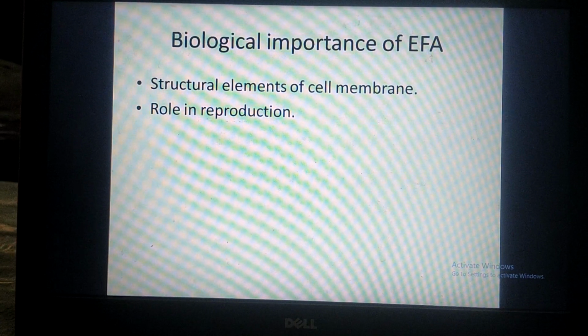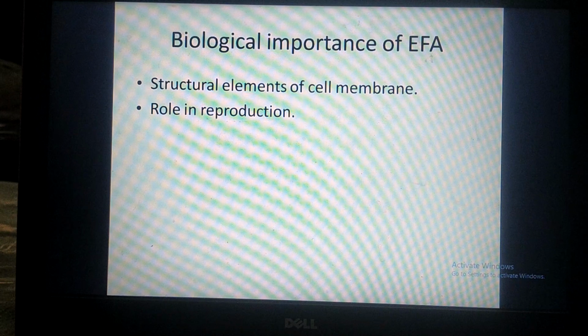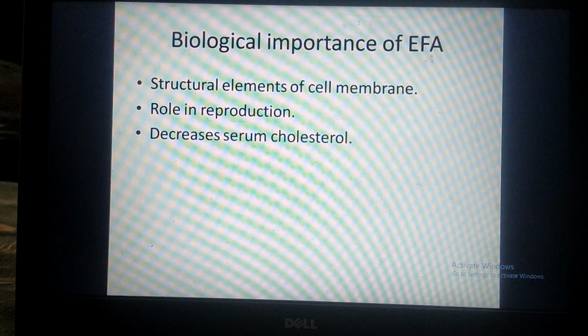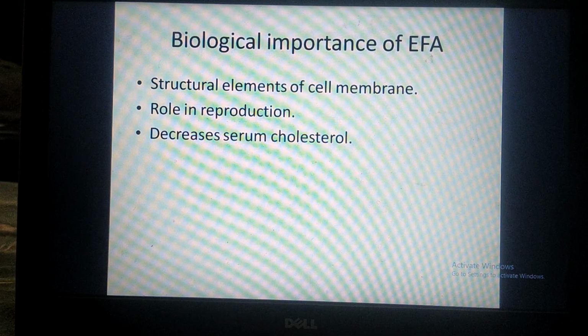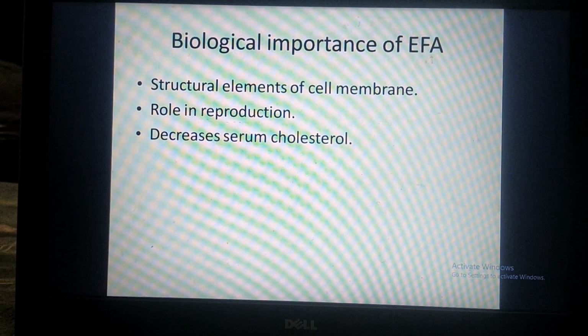Essential fatty acids also have an important role in reproduction. These essential fatty acids decrease serum cholesterol level. They are important structural components of HDL, which is a good cholesterol, which decreases the serum cholesterol.